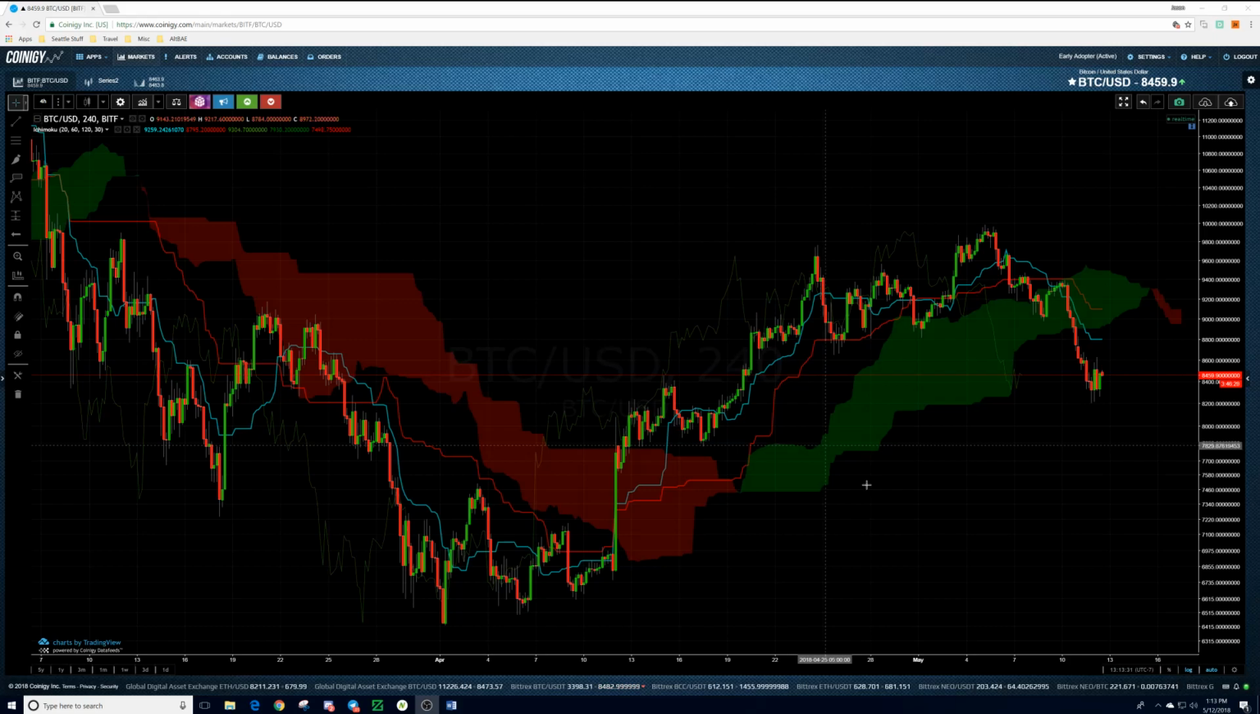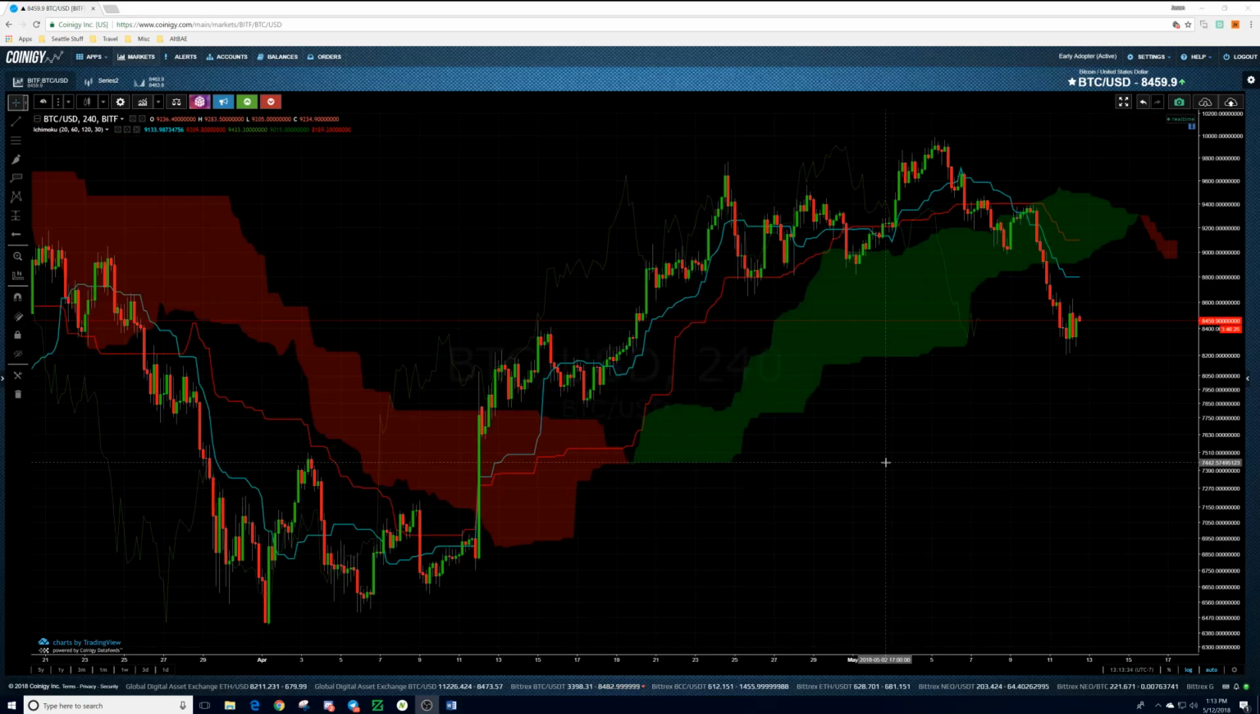Looking at this chart here, it can be a little bit confusing and overwhelming. I assure you, after this video series, you'll have a better understanding of what the Ichimoku system can do and the information that you can derive from it. The first line that we want to focus on is the blue line, which is the Tenkan, the conversion line. Essentially it's a moving average for all intents and purposes.